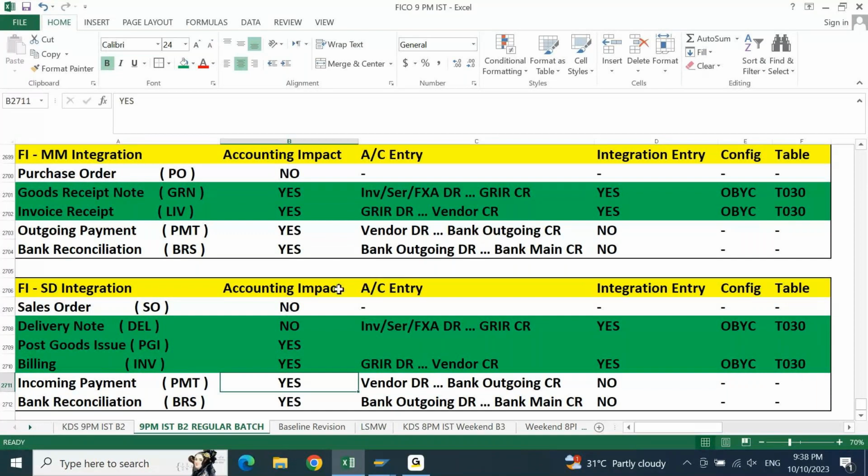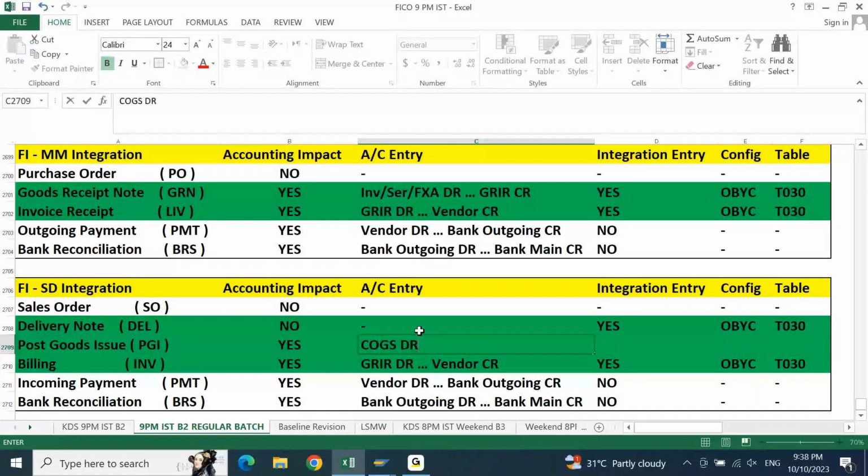Next, when there is an accounting entry, we need to know what that entry is. Here during delivery, there is no accounting entry, so I am going to keep it blank. During post goods issue, you are going to write COGS account debit and inventory account credit. COGS means cost of goods sold account debit. Inventory means your material or stock account.